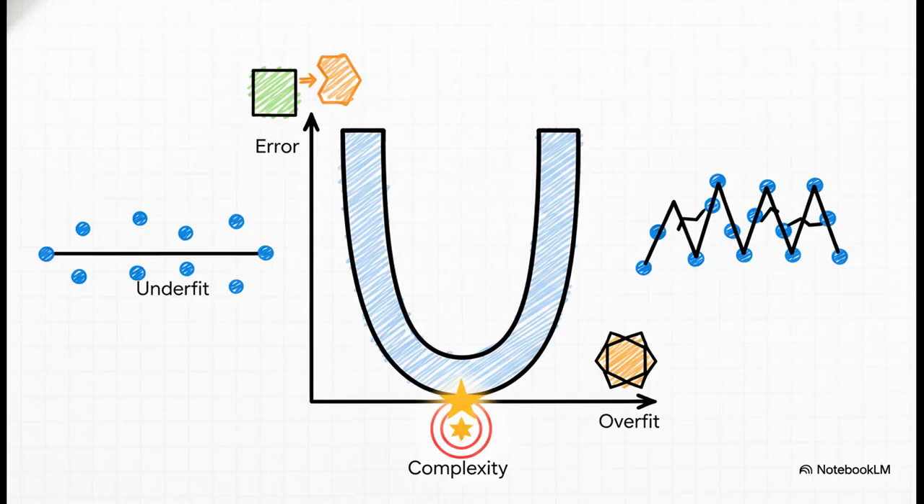And that brings us right to the ultimate goal, the holy grail of model training. We are always searching for that sweet spot right in the middle. We need a model that's complex enough to actually learn the real, meaningful patterns in our data, but simple enough that it can generalize what it's learned to new situations.